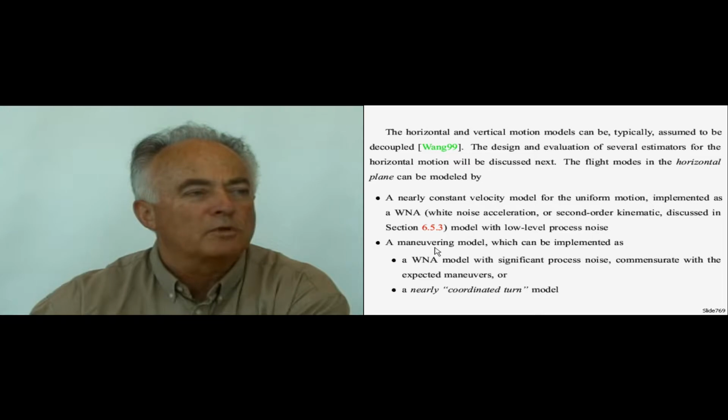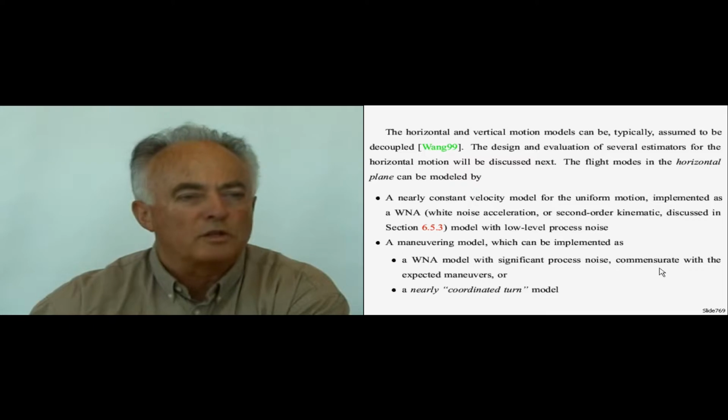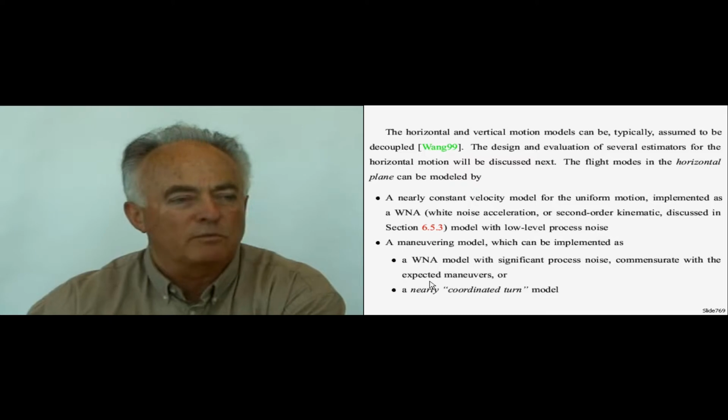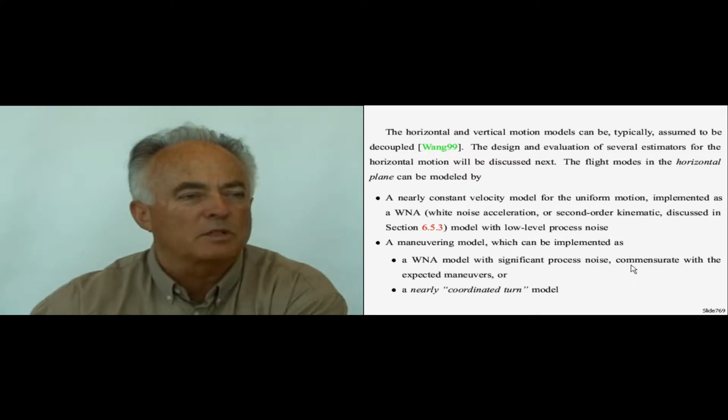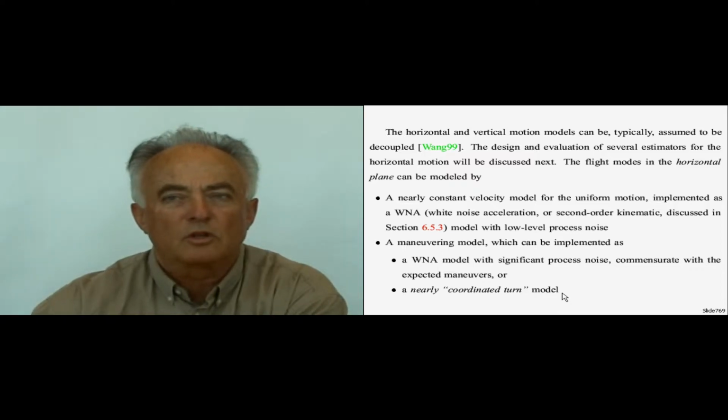And we'll have two types of maneuvering models here. First will be the same white noise acceleration model, but with a higher level process noise, and it's important to be commensurate with the expected maneuvers, and we'll see what this means exactly with numbers. And the second one will be a nearly coordinated turn model. As you might remember, coordinated turn is motion where the speed, that's the magnitude of the velocity, stays constant, and the direction of the velocity turns at a constant rate.